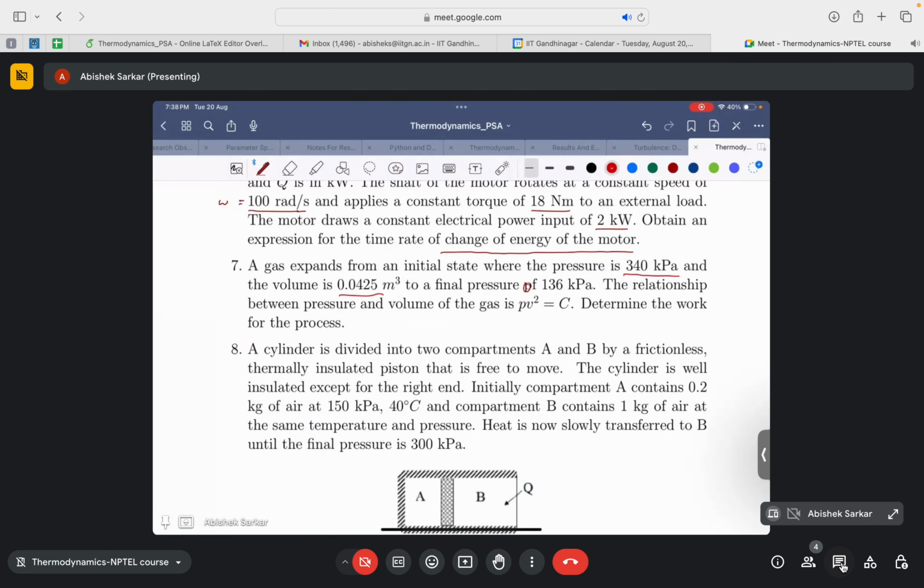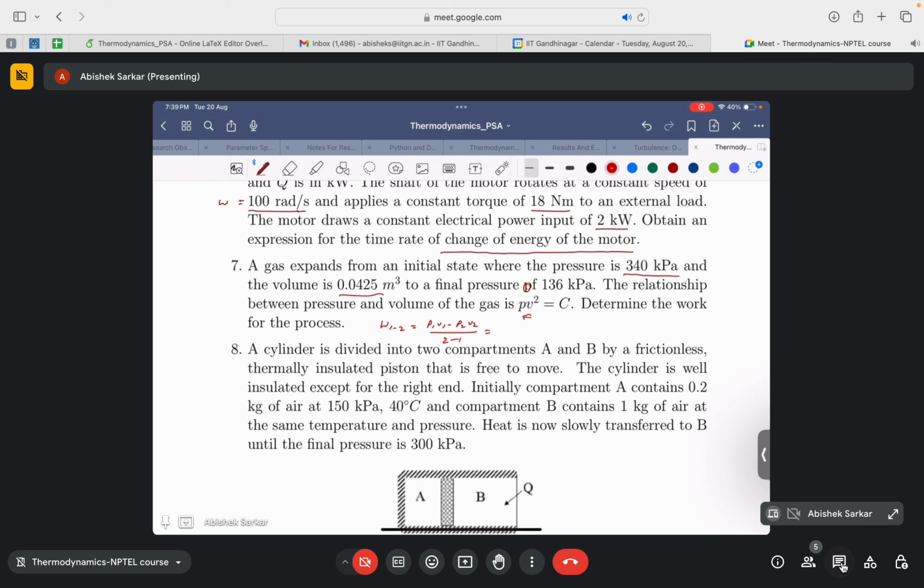Again, very simple process, very simple question. You need to find the final volume using this relationship. Then just find the net work interaction by this equation, with n equal to 2 in this case, because 2 is the polytropic index, so subtract 2 minus 1 to get the answer. Okay, it's very simple. I think only 3 minutes are enough.